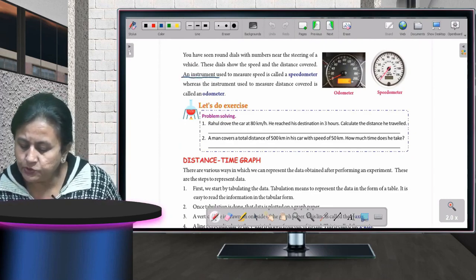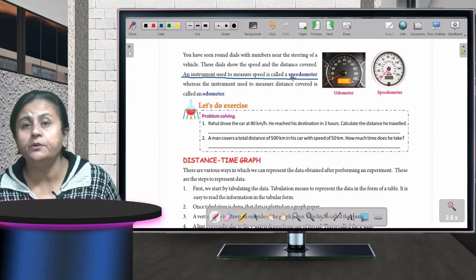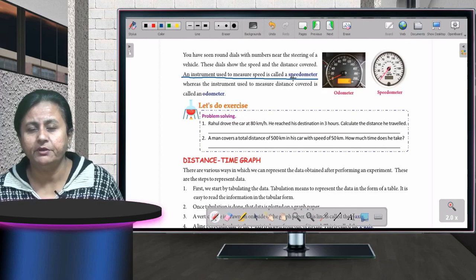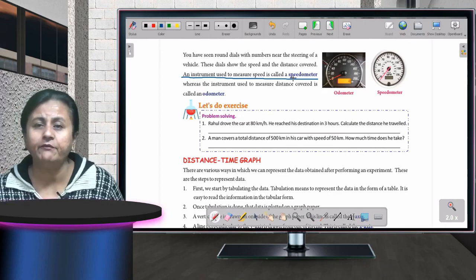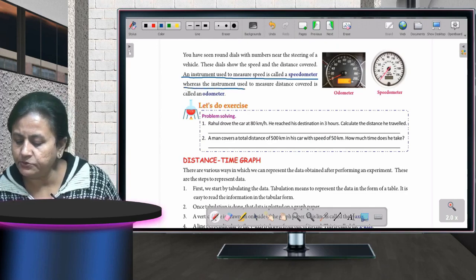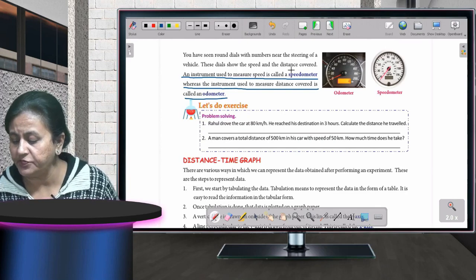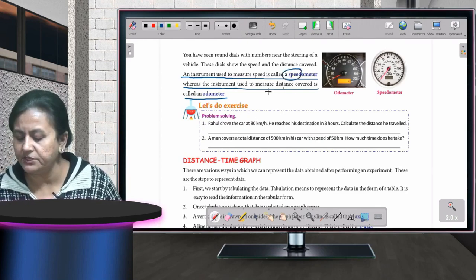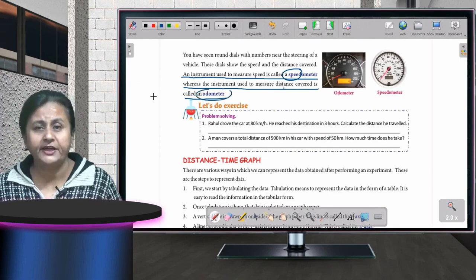An instrument used to measure speed is called a speedometer. All the vehicles have a speedometer, because here we need to know at what speed these vehicles are running. Whereas the instrument used to measure distance is called an odometer. In case we are measuring the speed, then it has to be a speedometer, and in case we are measuring the distance, it is an odometer. Fine, children?